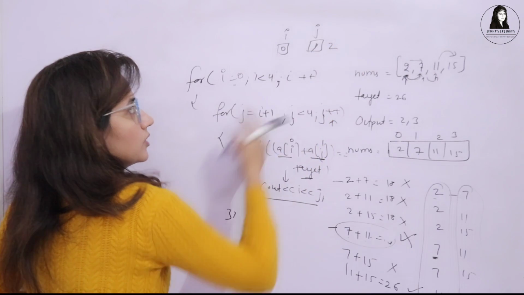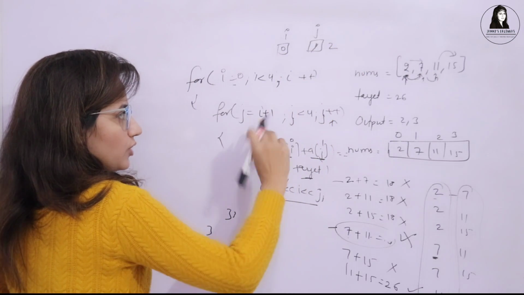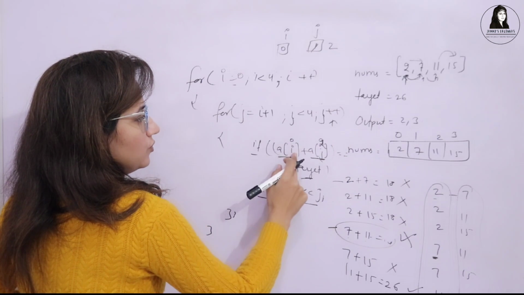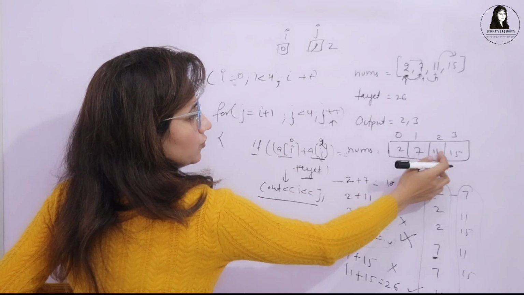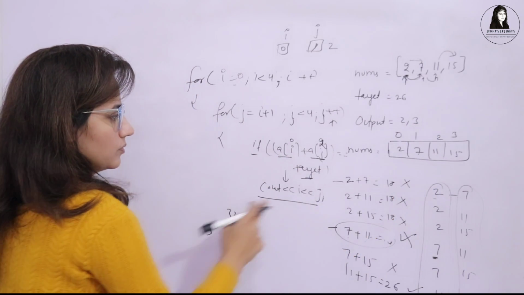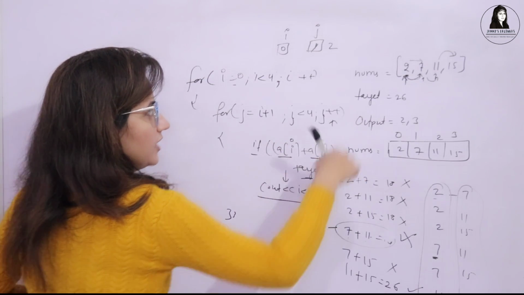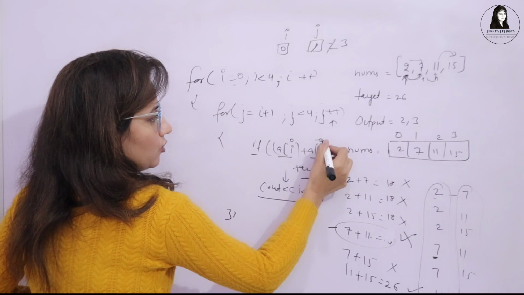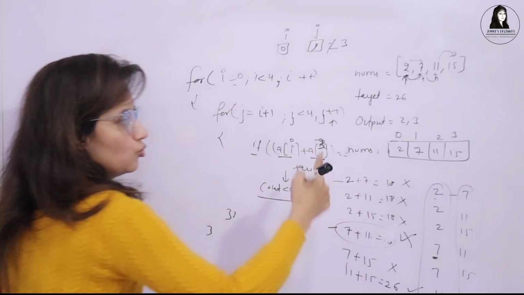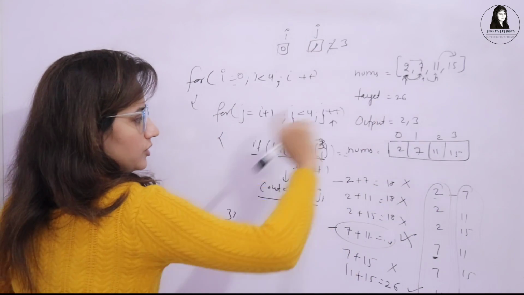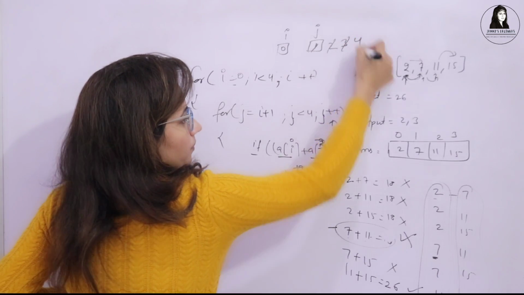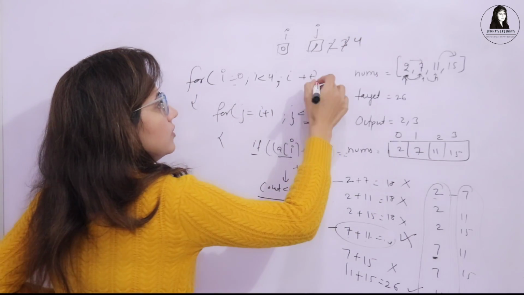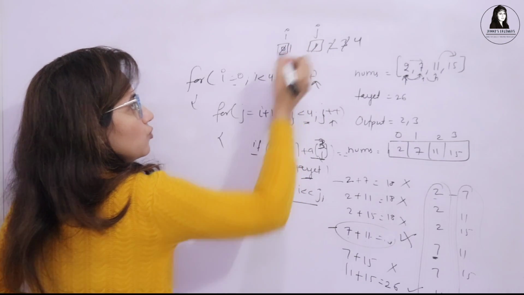So j is 2. i is still 0 because we are still in the inner loop. So now j is 2. So a of 0, a of 2, 11 plus 2. Is this condition true? No. Again j plus plus. j is now 3. Now a of 0 and a of 3, 2 plus 15, 17. Is this equal to 26? No. Now j becomes 4, but now this condition is not true, right? So we exit from this inner loop and now in the outer loop, i plus plus, i becomes 1.